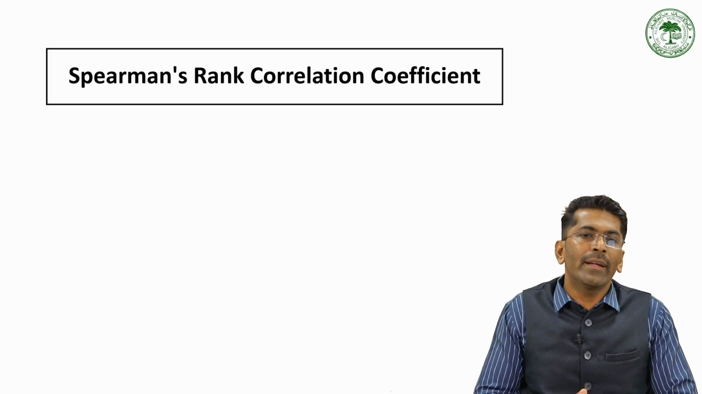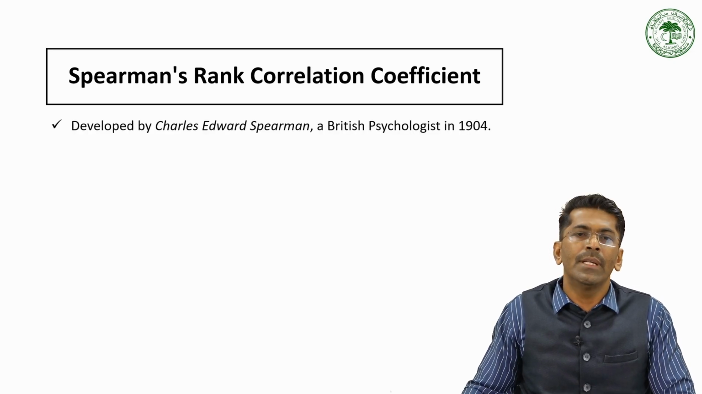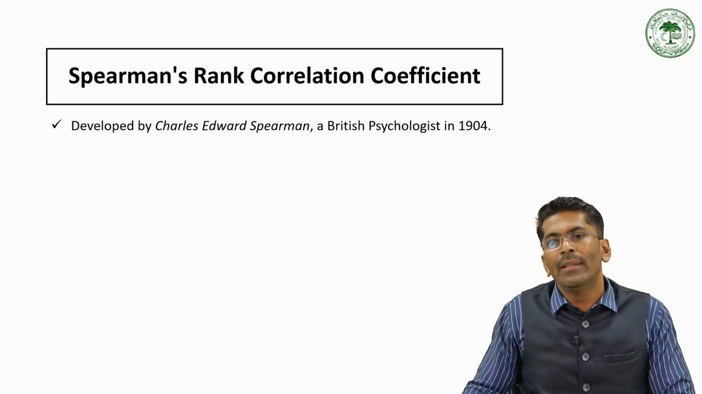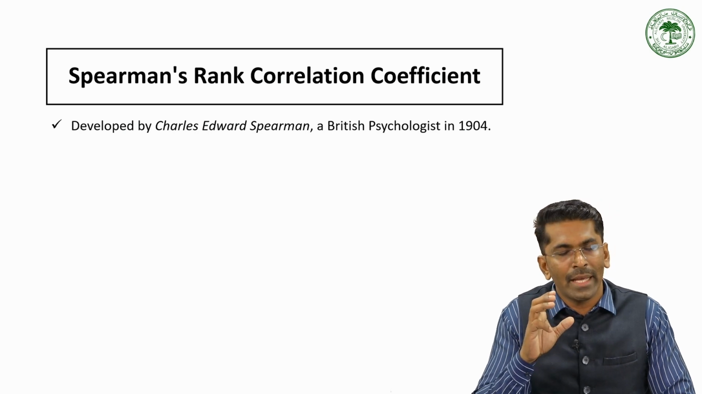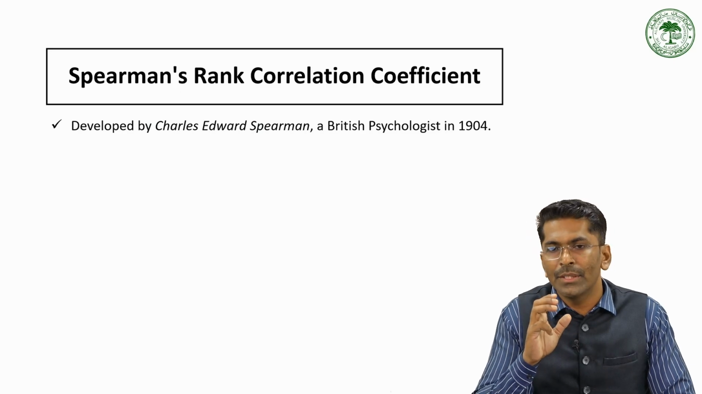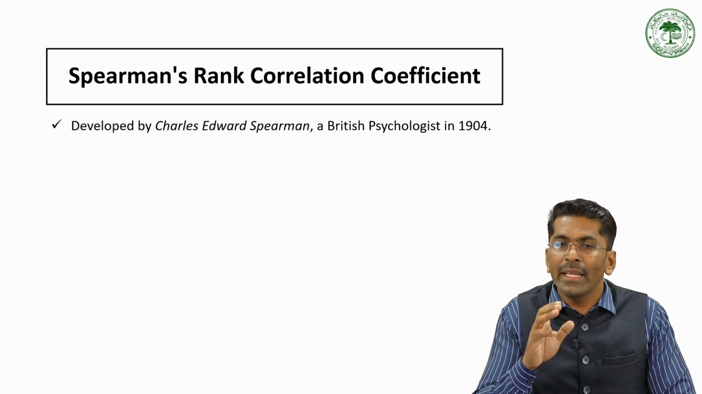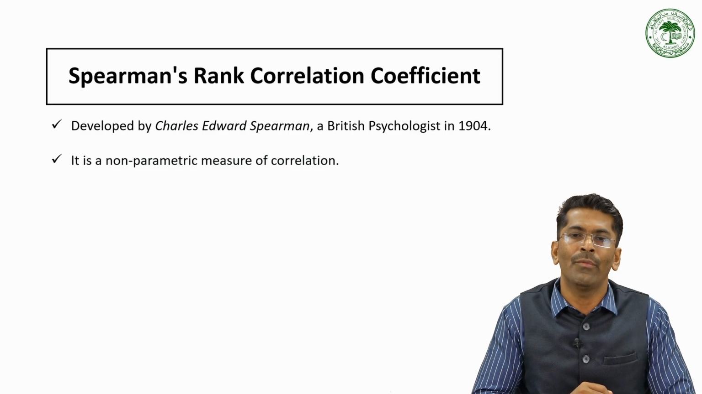So the Spearman rank correlation method was developed by Charles Edward Spearman, a British psychologist, in 1904. He introduced it as a way to measure the relationship between rankings rather than precise numerical values. His goal was to study the relationship between psychological and behavioral data, where the ranking is more meaningful than the exact measurement in terms of numerical value.